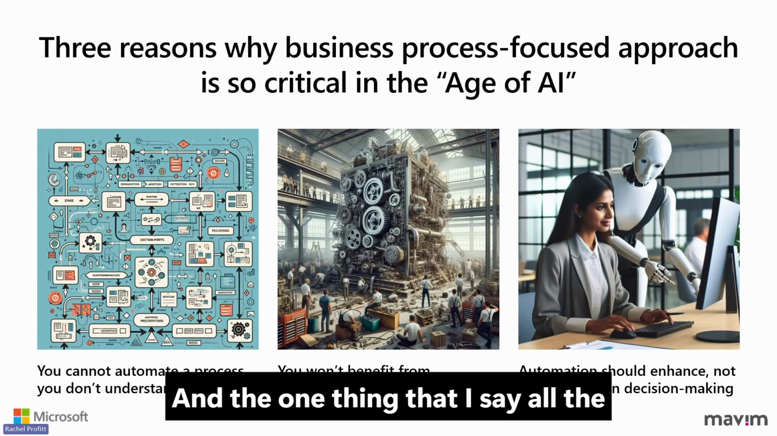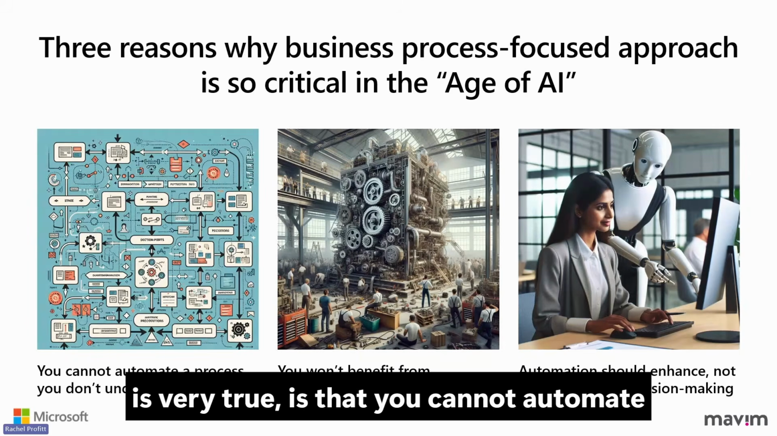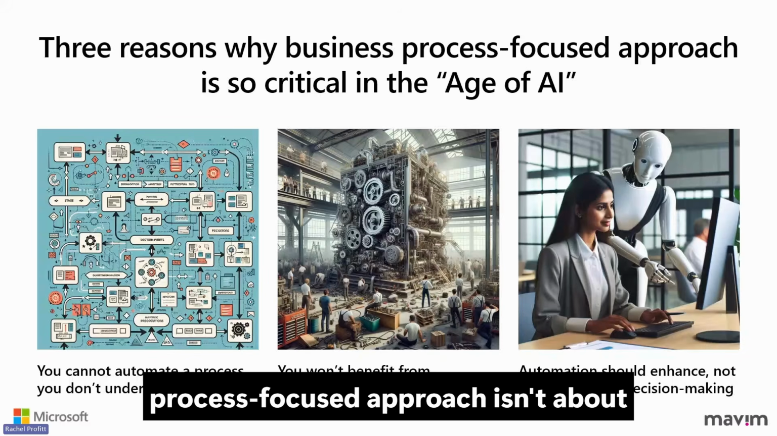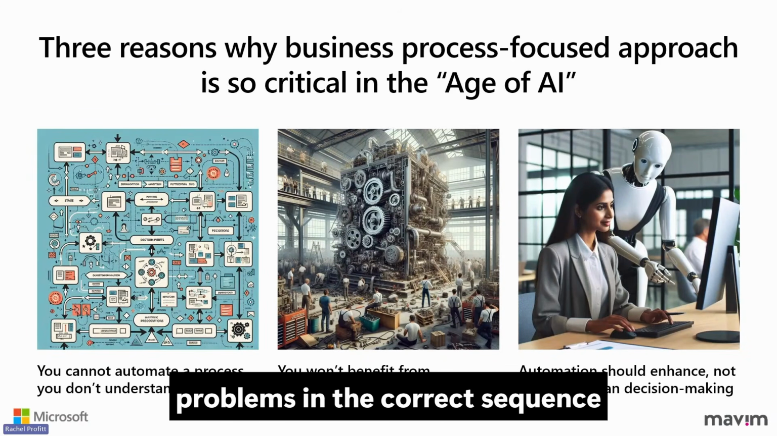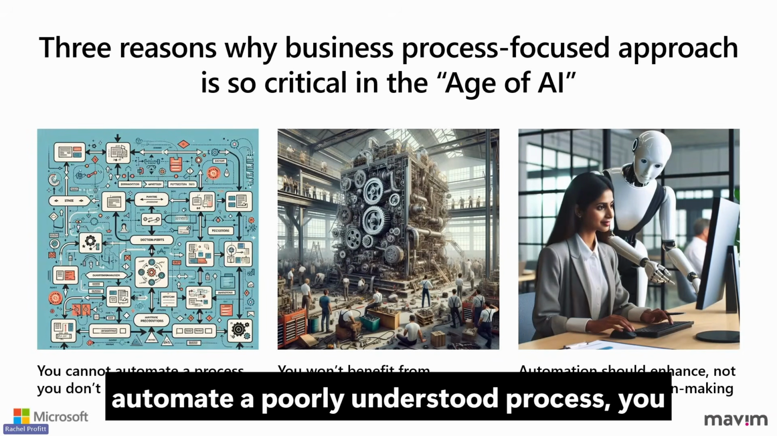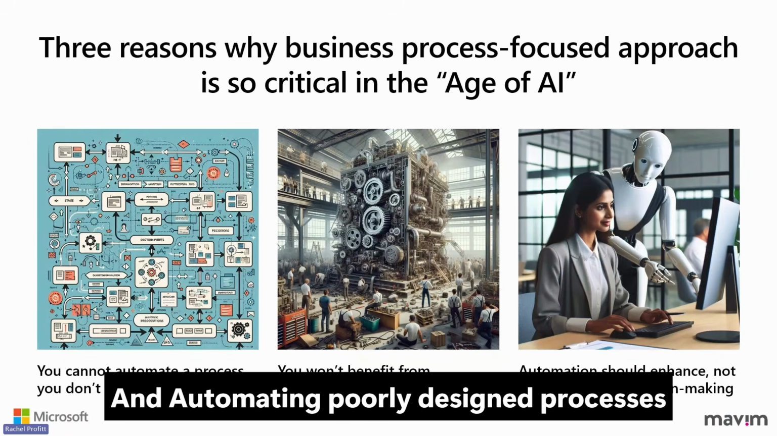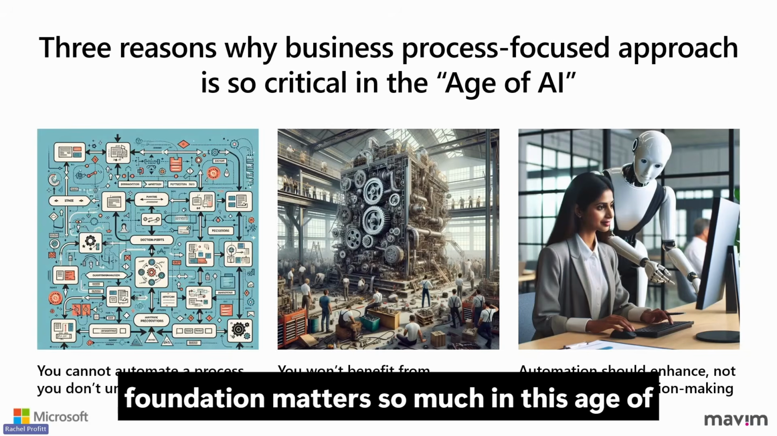And the one thing that I say all the time, and I believe firmly is very true, is that you cannot automate what you don't understand. A process-focused approach isn't about slowing things down. It's about making sure that we're solving the right problems in the correct sequence with the right structure. And if you automate a poorly understood process, you just get faster confusion. And automating poorly designed processes oftentimes simply amplifies the inefficiency. And that's why this foundation matters so much in this age of AI.